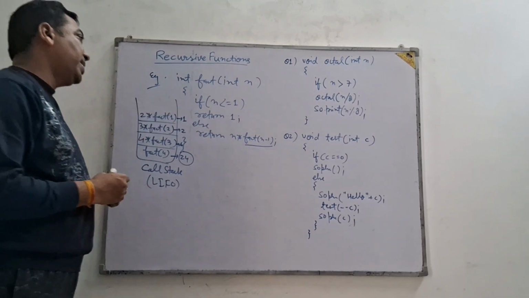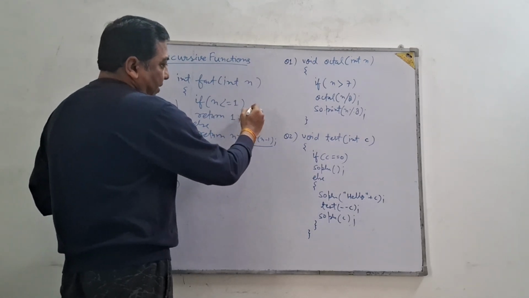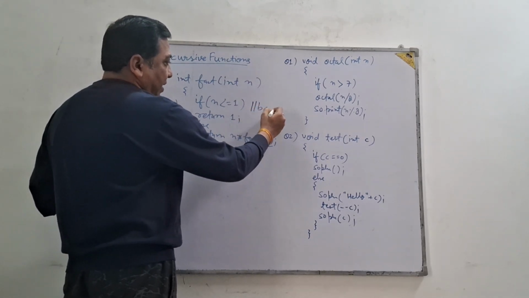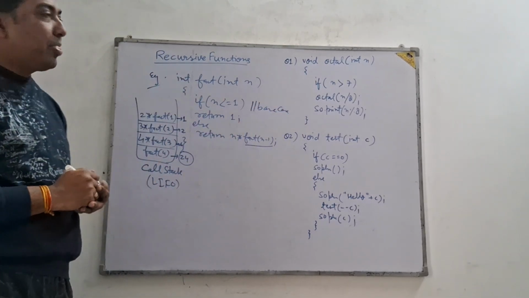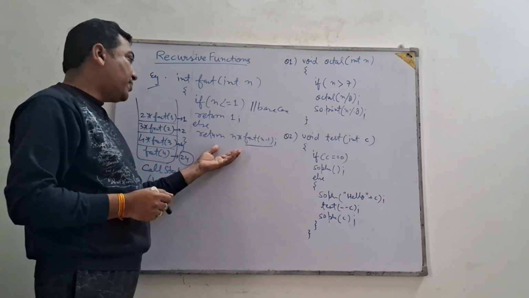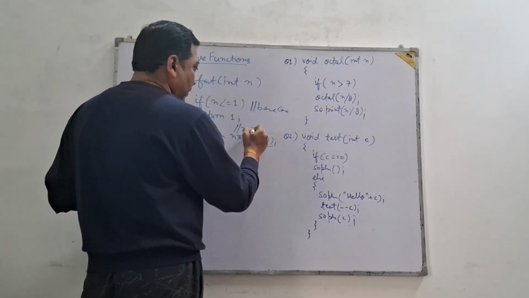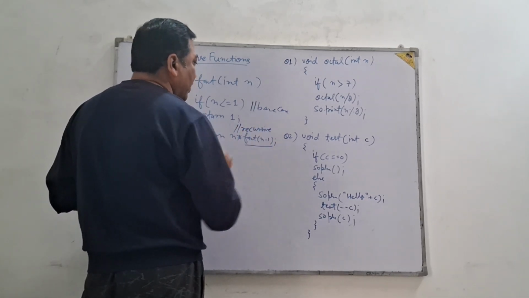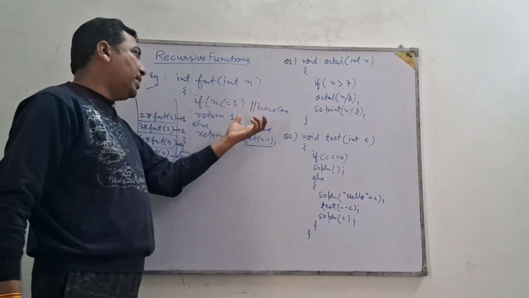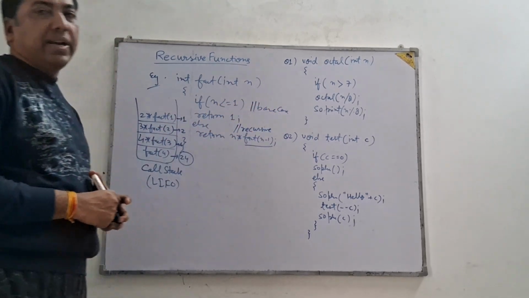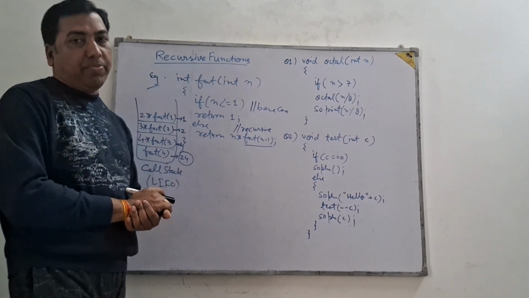In every recursive function, there is a condition which forces to stop the recursion, that is known as base case. Like this condition is known as base case. Whenever it will go in if, it will stop. And the other one which forces the recursion is known as recursive case. This is called recursive case. So in every recursive function, there should be proper use of base case and recursive case. Otherwise, the recursion may be infinite, like looping.